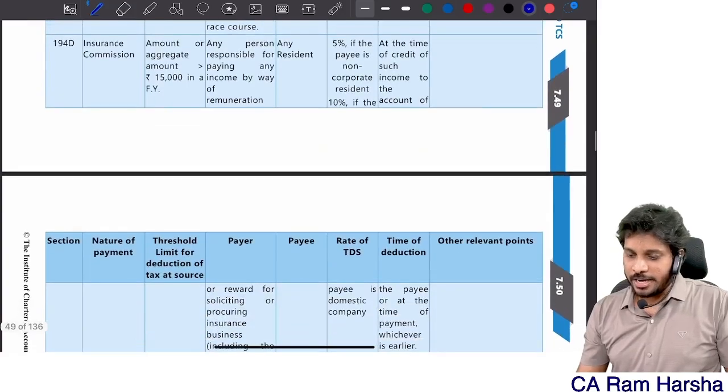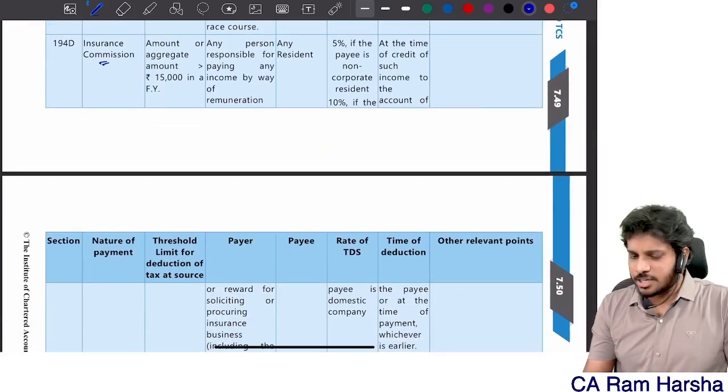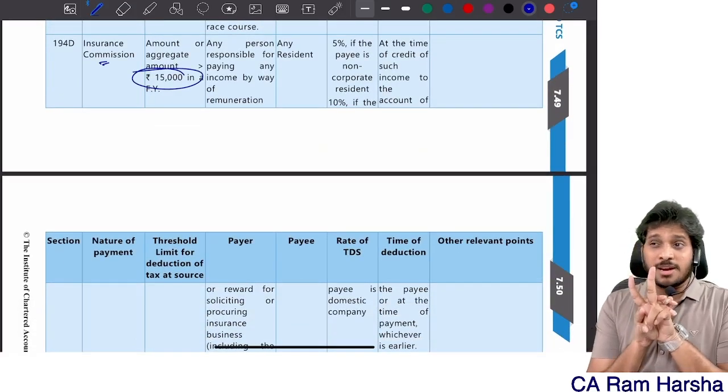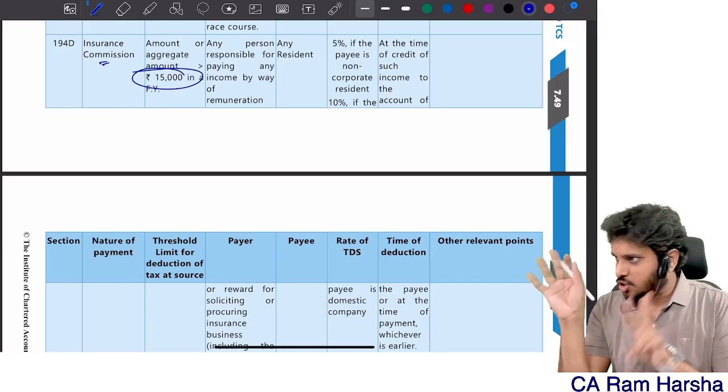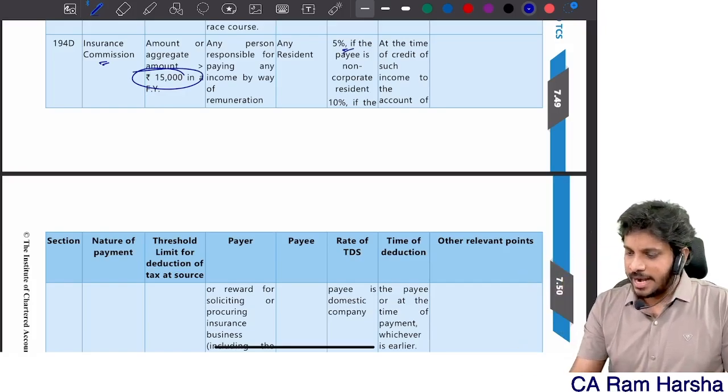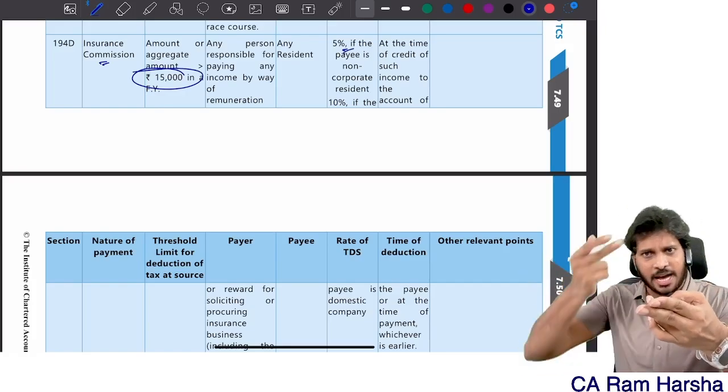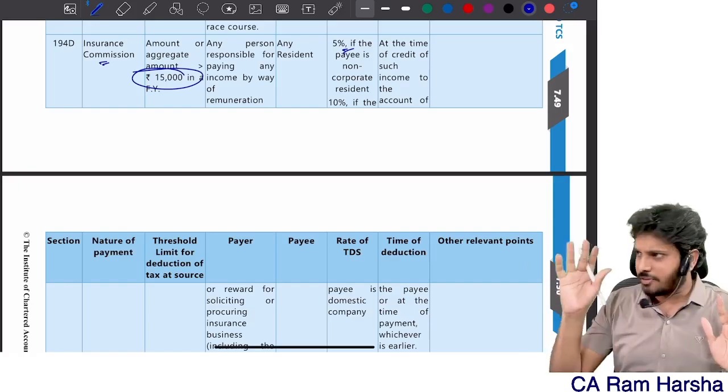Next, 194D, insurance commission. What is the threshold limit? 15,000. Even for normal commission, 194H also, threshold limit is 15,000. Getting it? And rate of TDS under 194H as well as 194D both are same, 5%.